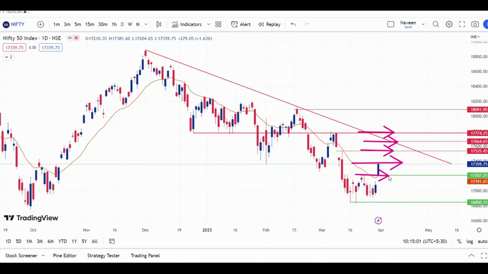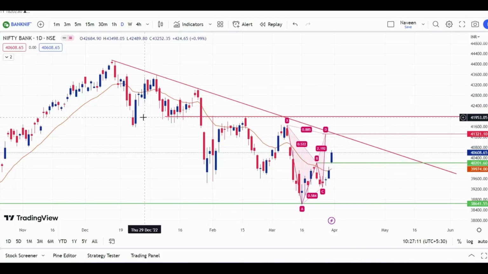If index trades below 17,200, then our downside, our first target will be 17,000 and our second target will be 16,850. That is, above this level our view will be on the long side, below this level 17,200 our view will be downside till only 16,850. This will act as a major support for Nifty in the coming weeks. The first major support is 17,200, and if at all index comes below this level, index will again go into a range. That is, it will move in a sideways direction.